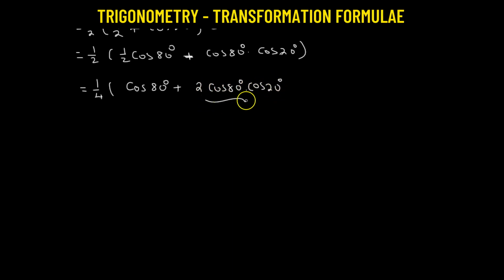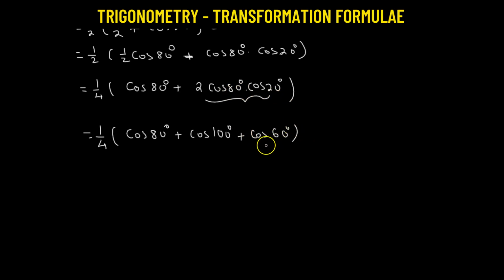Now we can again apply the transformation formula to 2 cosine 80 cosine 20 degree. So we should get 1 over 4 multiplied to cosine 80 degree plus cosine of, now we have 80 plus 20, so that's 100 degree, plus cosine of A minus B, that means 80 minus 20, so that's going to give us 60 degree. Now we know the value of cosine 60 degree, so we should get 1 over 4 multiplied to cosine of 80 degree plus cosine of 100 degree plus cosine of 60 degree, so that's going to be 1/2. Now we need to find out the value of cosine 80 and cosine 100.